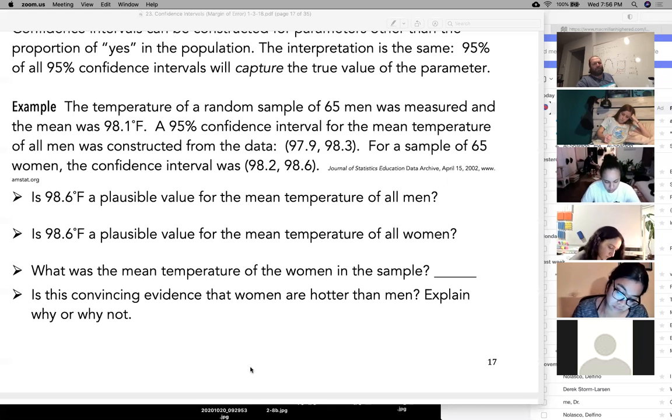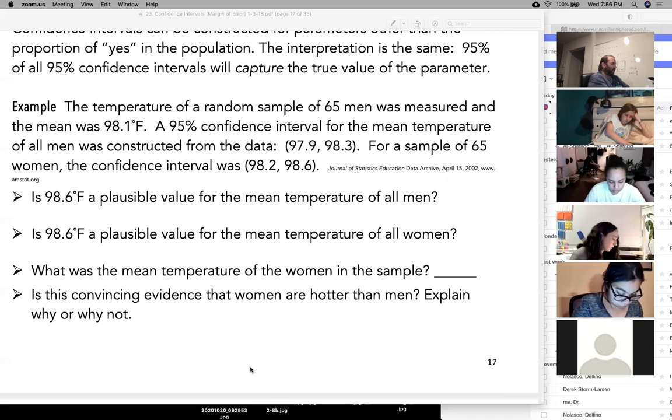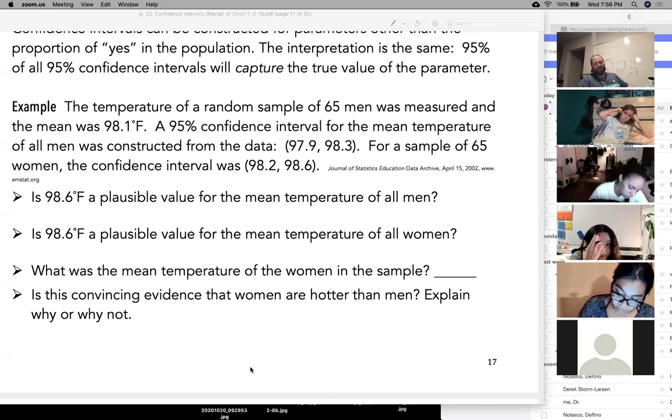What was the mean temperature of the women in the sample, by the way? What was the average temperature of the women in the sample? 98.2 plus 98.6 divided by 2, which is 98.4. Oh, I didn't even have to calculate that. Okay. Yeah, you shouldn't have had to, but it's okay.